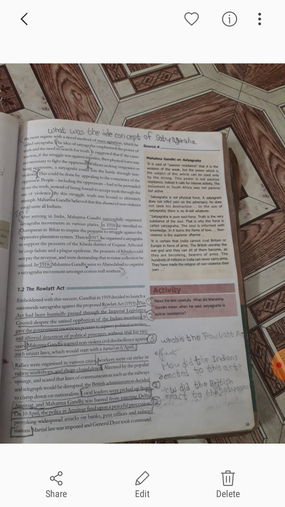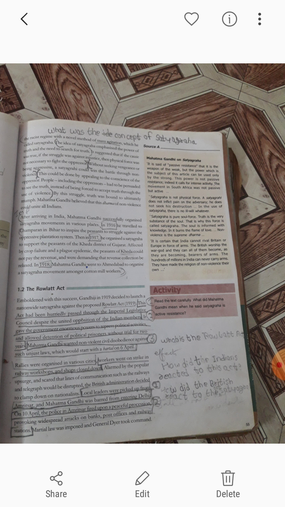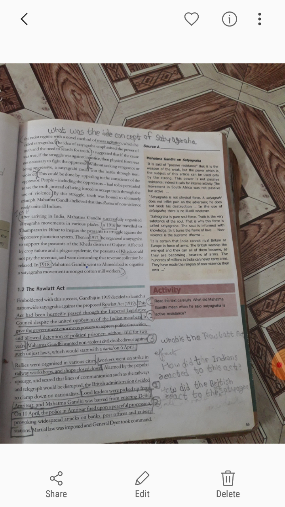So on 10th April, the police in Amritsar fired upon a peaceful procession. Clear? Now, provoking what? Widespread attacks on banks, post offices as well as railway stations. Clear? Martial law was imposed and General Dyer took command. Clear? Now, when we say the name of General Dyer, you must know we are going to talk about the very heartbreaking Jallianwala Bagh incident. Clear? Which occurred on 13 April.